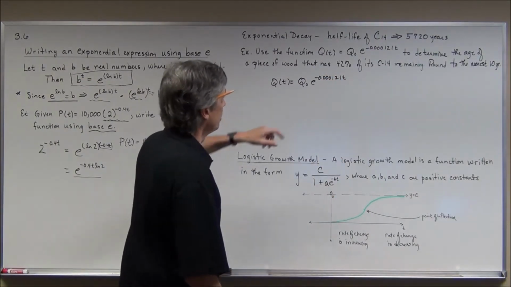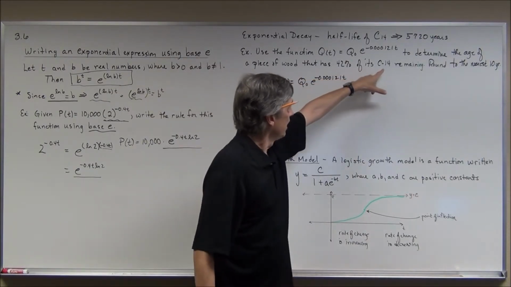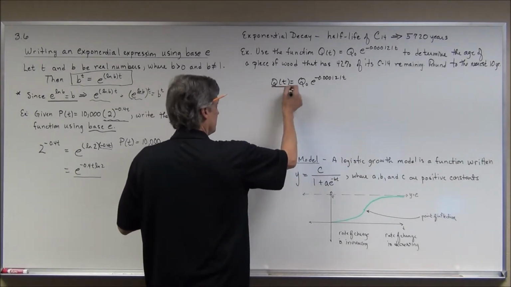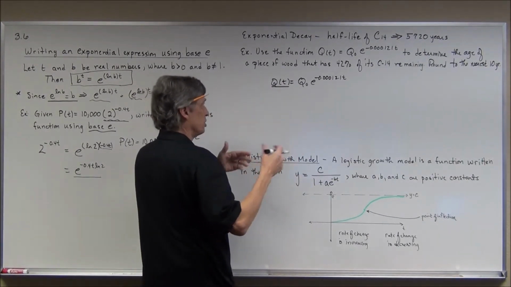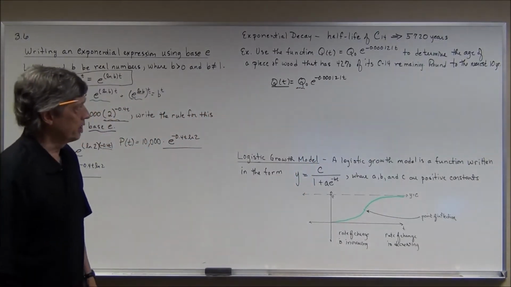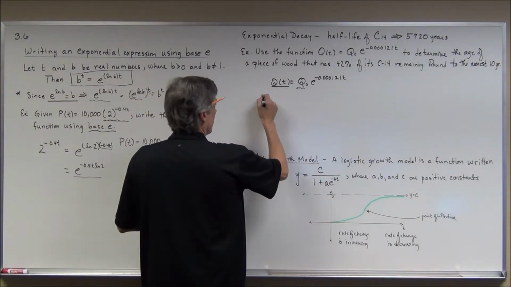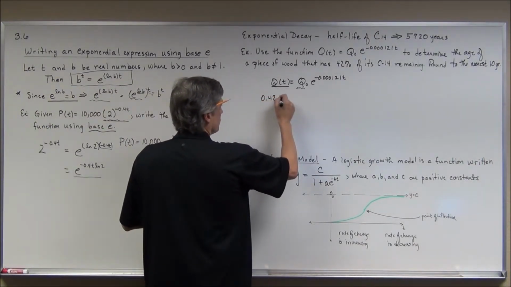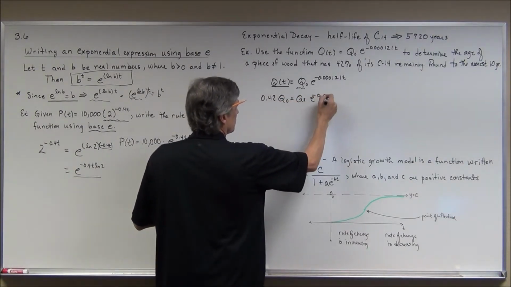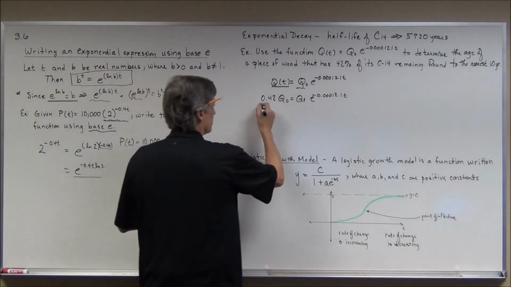Okay, so now in this case, we're trying to determine the age of the piece of wood that has only 42% of its carbon-14 remaining. So that means we're trying to solve for t. And this expression, at that time t that we're searching for, is only 42% of what you started with. And you started with q sub 0. So I'm going to write this as 0.42 of q sub 0 is equal to q sub 0 e to the negative 0.000121 t. I'm going to divide both sides by q sub 0.